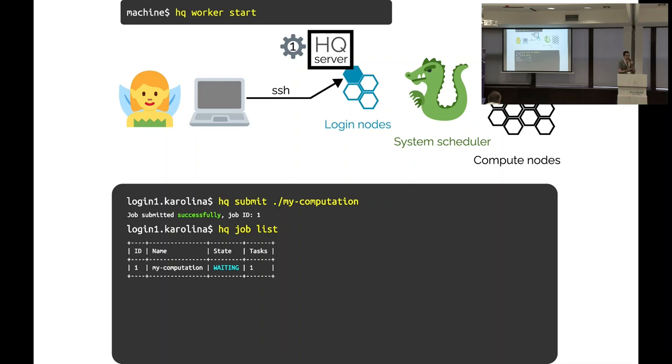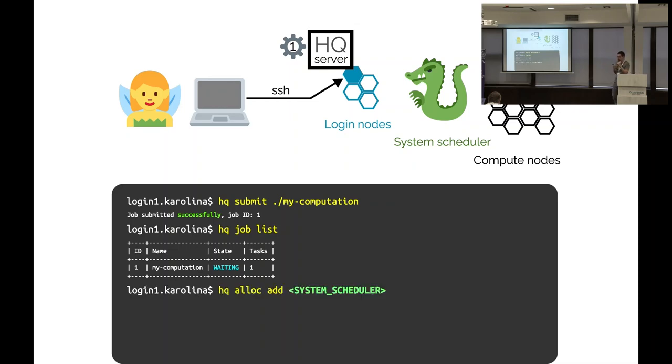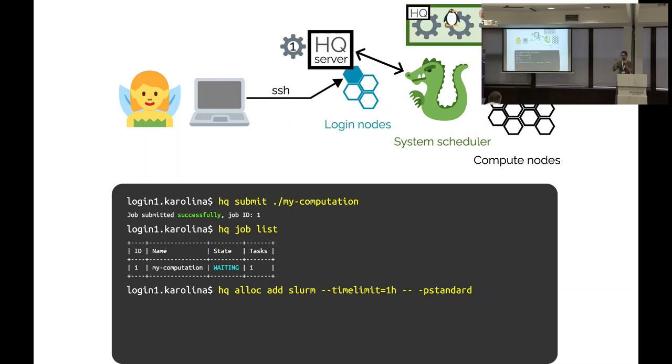You can start a Slurm allocation and start the worker. But HyperQueue can make this even easier for you. You can use the so-called automatic allocation system of HyperQueue. You can say HQ alloc add slurm and add some parameters that will be used for sbatch. And you will essentially teach HyperQueue how to communicate with Slurm on your behalf. Then when HyperQueue sees that there are some tasks waiting to be computed, it will automatically start putting Slurm allocations into the queue on your behalf, so you don't need to worry about this.